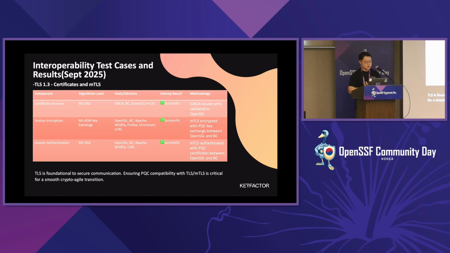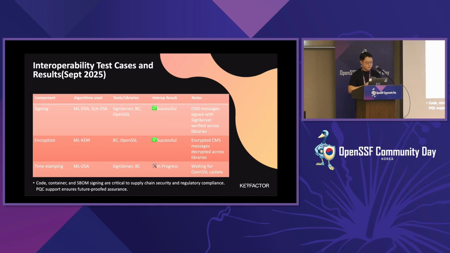With EJBCA, we have tested certificate issuance and issued ML-DSA and other certificates using different algorithms, and also cross-validated using OpenSSL. For session encryption and authentication, we have done ML-KEM for encryption and ML-DSA for authentication, and cross-checked using OpenSSL or Bouncy Castle.